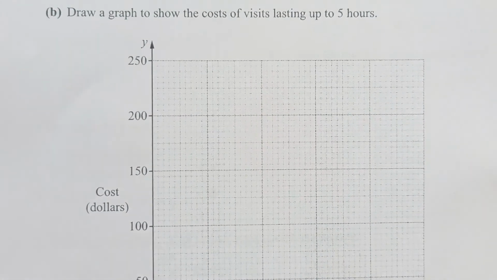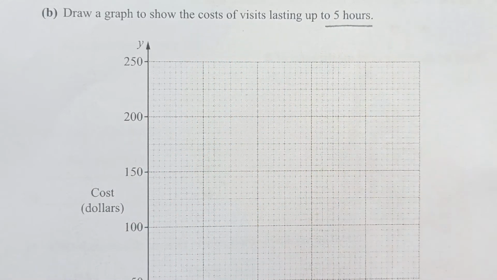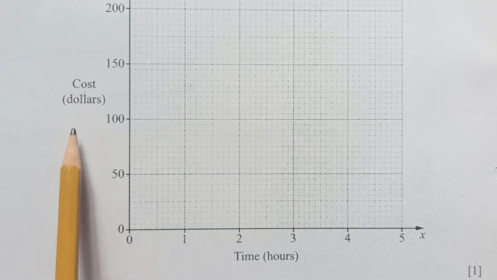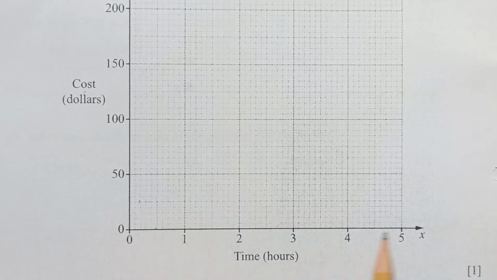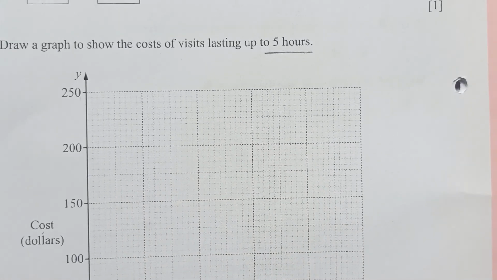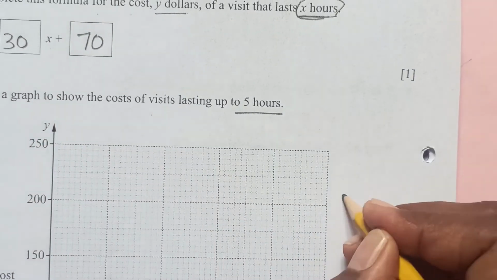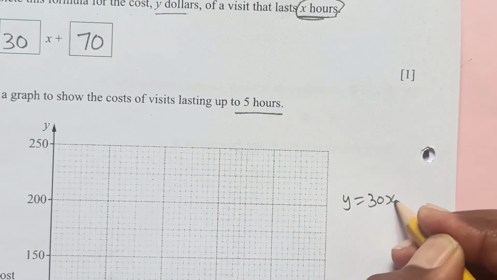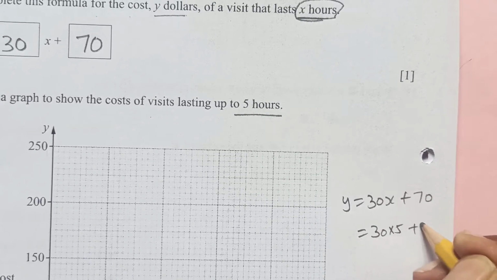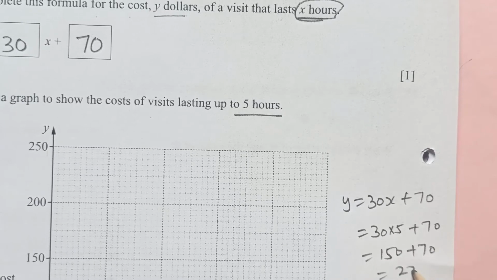Now part B, draw a graph to show the cost of a visit lasting up to 5 hours. So for 5 hours we have to plot this cost here. Cost in dollars is here along the y-axis and we have time here. We are looking for 5 hours. So for 5 hours we need to calculate first, using this formula, y is equal to 30x plus 70. So now x here is 5, so 150 plus 70, which is 220.